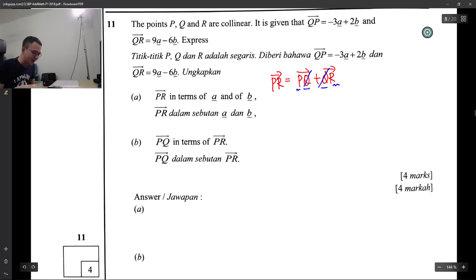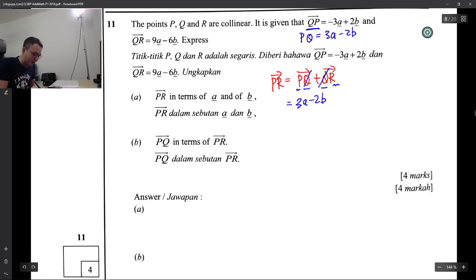So this is how I get PQ plus QR, because I want to get PR. Then I have the PQ, but this is QP, right? I want to change it to PQ, so I have to add a negative to it. So it becomes 3a minus 2b, right? So this one will be 3a minus 2b.